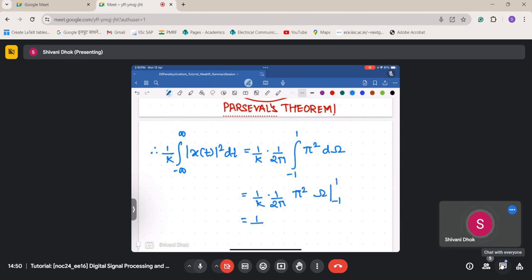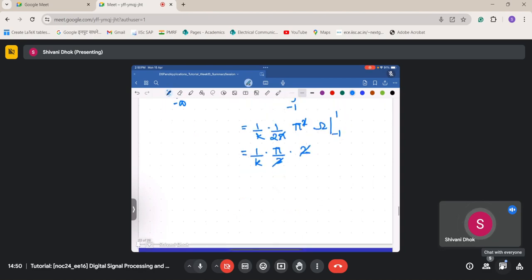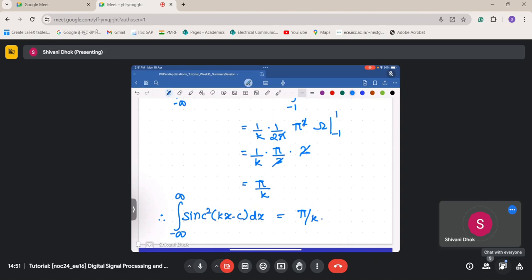So one pi gets cancelled. So this is 1 by k into pi by 2 into 2. This 2 gets cancelled. So what we are left with is pi by k. Therefore, our initial question comes out to be equal to pi by k. Is this question clear? Is it okay now? Do you have any questions in this?